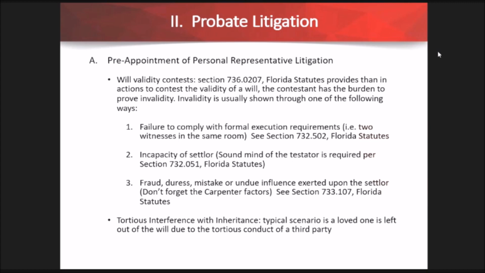And you show invalidity usually there's three broad categories of how you can show that a will is invalid. The first is failure to comply with formal execution requirements. Now, it's a misnomer to believe that you need two witnesses and a notary to make a will valid. Actually, to make the will valid, you just need the two witnesses. But the two witnesses must be in the presence of the testator, the person making and signing the will, and in the presence of each other. They all three have to be in the same presence when they sign to make it valid.